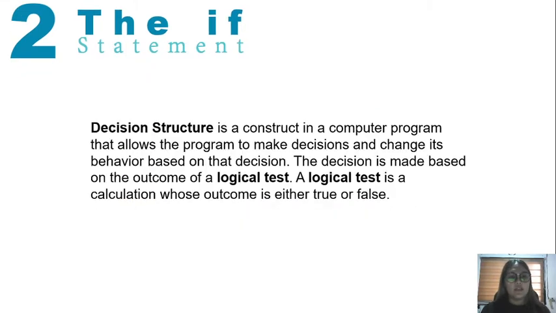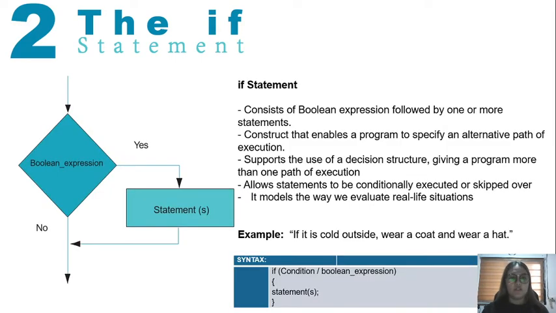The other one is the decision structure. So, ang decision structure is a construct in a computer program that allows the program to make decisions and change its behavior based on that decision. The decision is made based on the outcome of a logical test. A logical test is a calculation whose outcome is either true or false. In other words, the decision structure has a condition na. So, ito yung example ng decision structure.